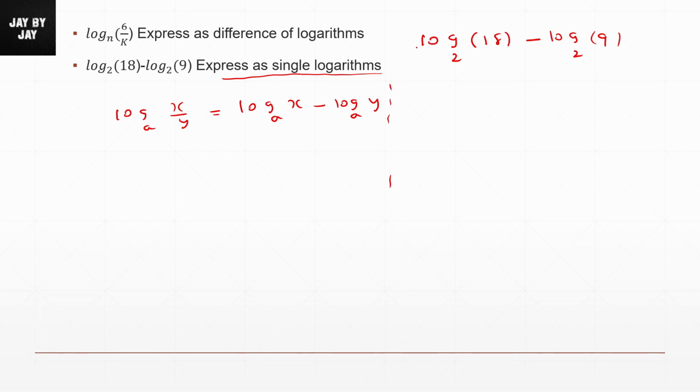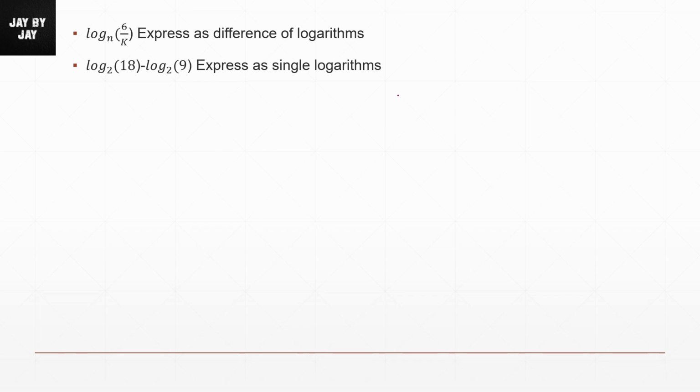But in this case, they have given the right-hand side of this one. So a is 2, x is 18, y is 9. Simply we need to apply this. The answer will be log base 2 of 18 divided by 9, so log base 2 of 2. What is the value? 1. So it is the same as the previous one but in reverse. I'm going to delete this one as well and move to the third example.